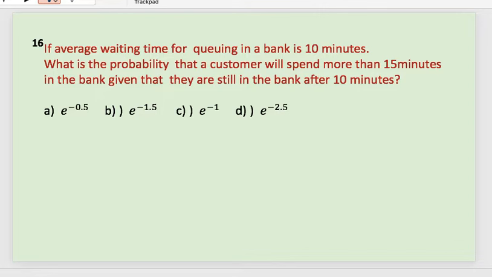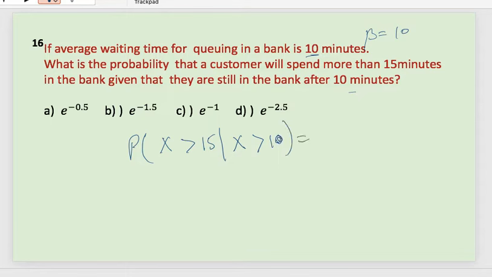Here also I have created a memoryless property based question, but it is given in terms of a statement. Let us first read the question. It says the average waiting time for queuing at a bank is 10 minutes. So on average, 10 minutes is the waiting time in a queue, which means beta is given to us as 10. Now they are asking what is the probability that a customer will spend more than 15 minutes in the bank, given that they are still in the bank after 10 minutes. That means they are asking the probability that they have to spend more than 15 minutes when you are aware that they have already waited 10 minutes.